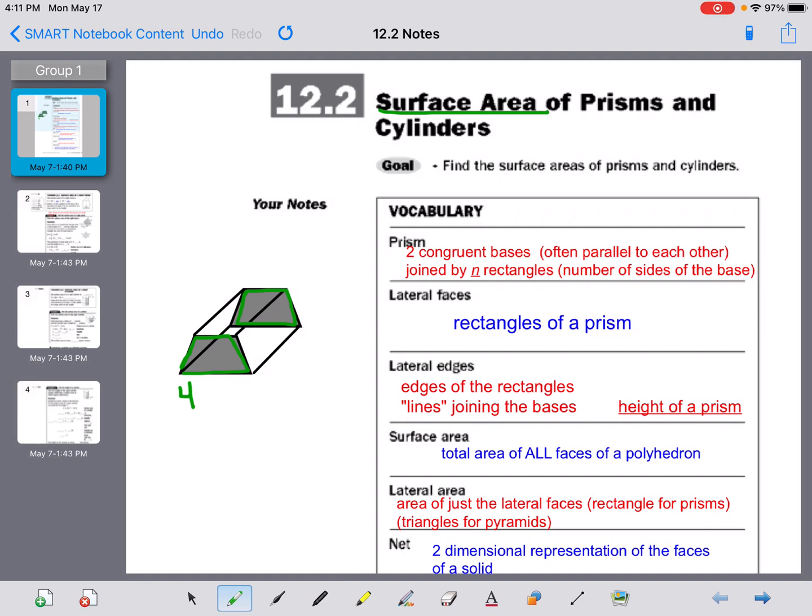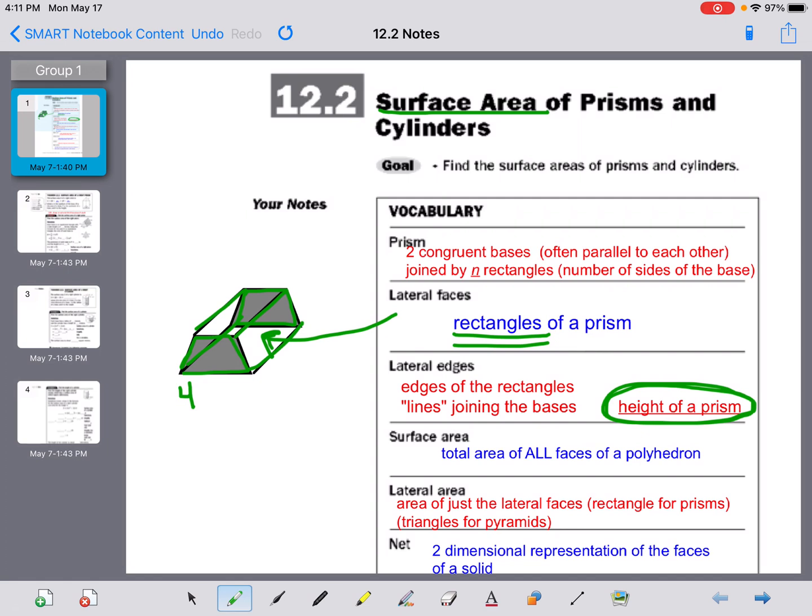So my lateral faces, and this is important, these are the rectangles of the prism, okay? So those are the ones that hold the bases together. Those are all the rectangles together. The lateral edges are the edges of these, okay? And what's important to know is this edge is also what would be called the height of the prism. So if we're asked for the height, which we will be in our formulas, any one of these lateral edges are the same length, and they are going to be the height of the prism.